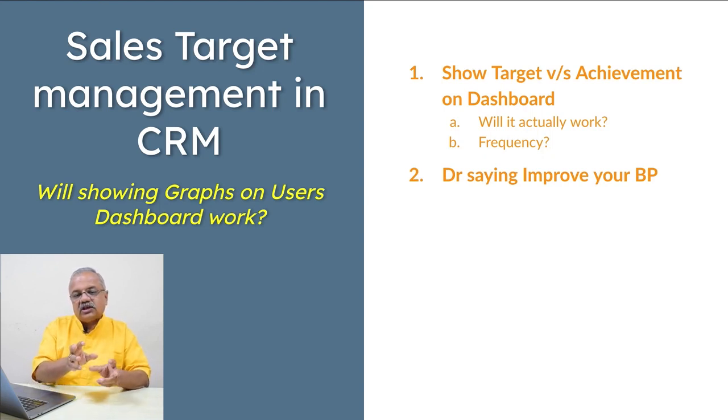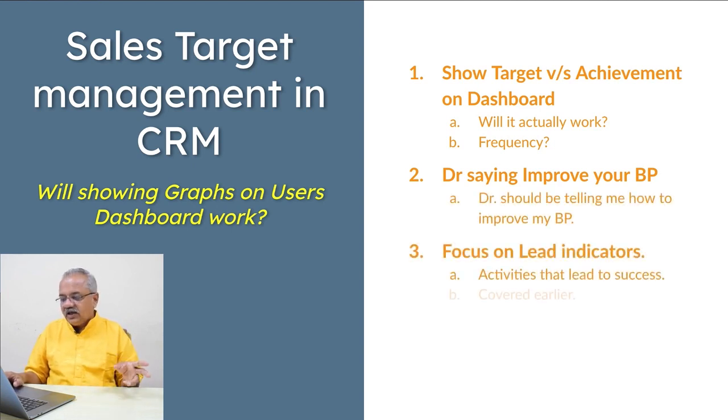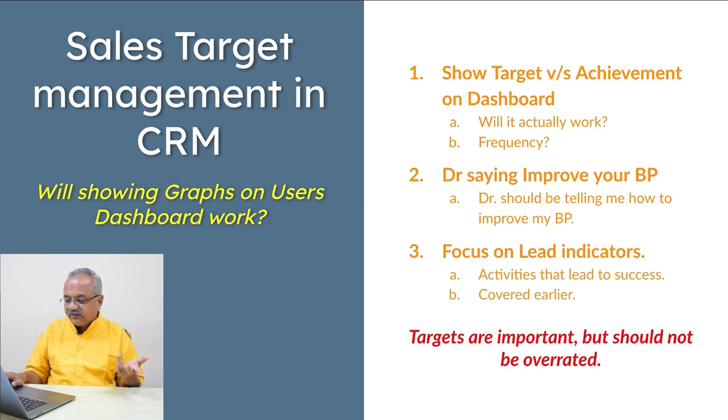Some people say that we have linked this with incentive and therefore this should be displayed here. There is target management in CRM, not that it is not there, but don't put extra focus on that. Give extra focus on the lead indicators and not on lag indicators. Else the result would not come. Then you would say, I did not tell you this. So targets are important, but don't overrate them. They do not come if you focus on them too much.